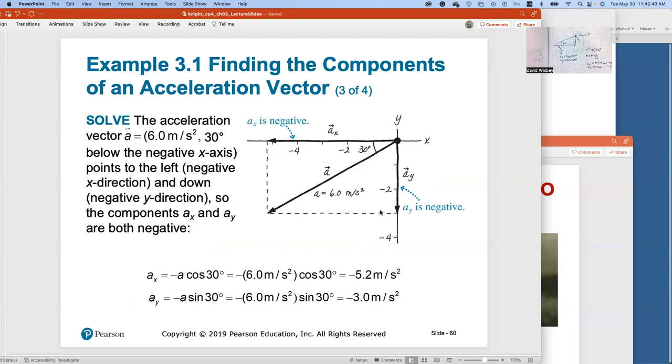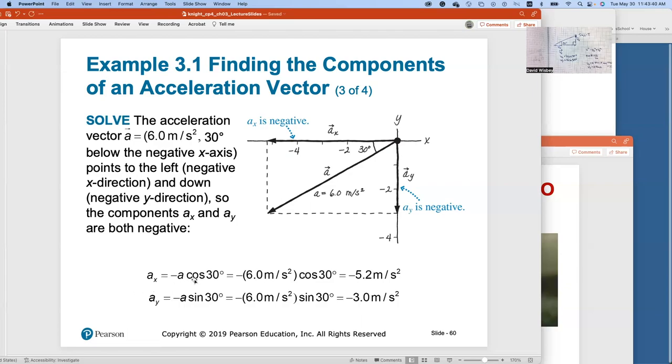So the x component of this is going to be minus a times cosine of 30. They just added the minus sign there because they knew from the picture that it's pointing in that direction. Same thing with y: ay equals minus a times sine of 30 because it's pointing downward. So my angle here is 30. My adjacent side is right here, so I'm going to use cosine to find ax. And my opposite side of the triangle is over here, so this side is going to be sine. We just did this with that problem before, but now this is acceleration.